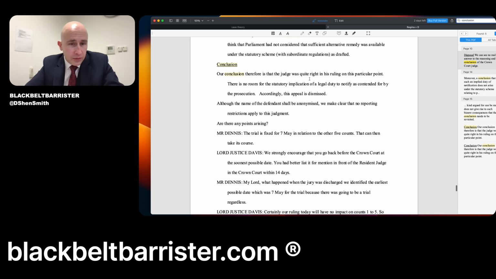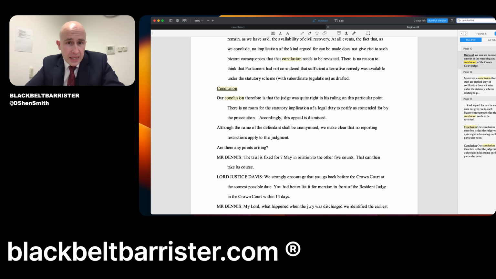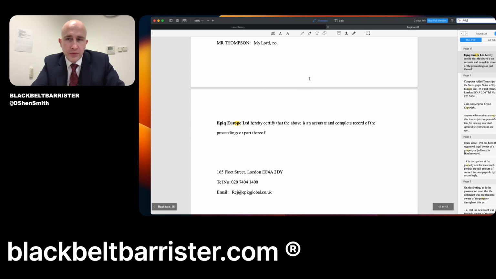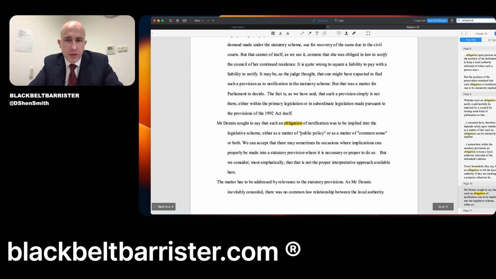Now, this is not to be confused with the obligation to pay council tax. Just as the court provided, it shouldn't be confused the other way around. In other words, the obligation to pay council tax should not be equated with the obligation to notify the local authority of the change in circumstances in the property. And thus, that particular charge was terminated by the Crown Court judge.